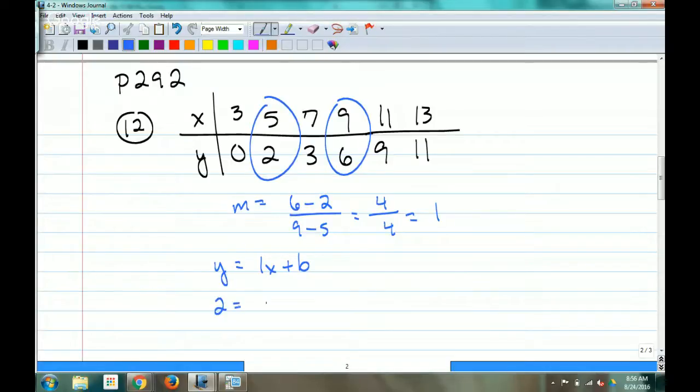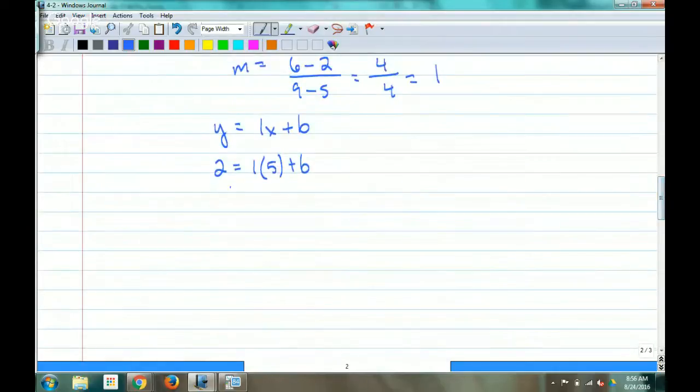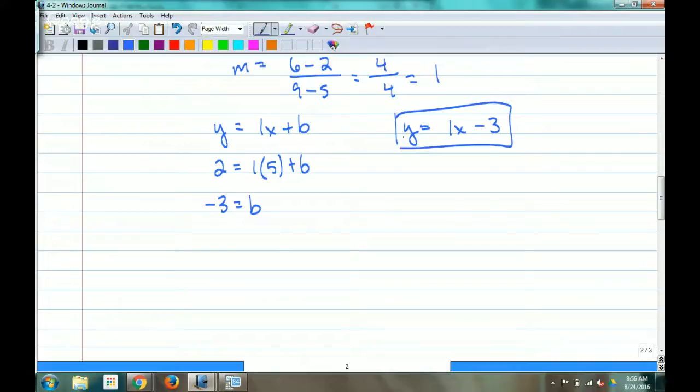So that'd be 2 equals 1 times 5 plus B. It'd be negative 3 is what B is. So our equation, y equals 1x minus 3. I'm curious to see how that fits on my scatter plot.